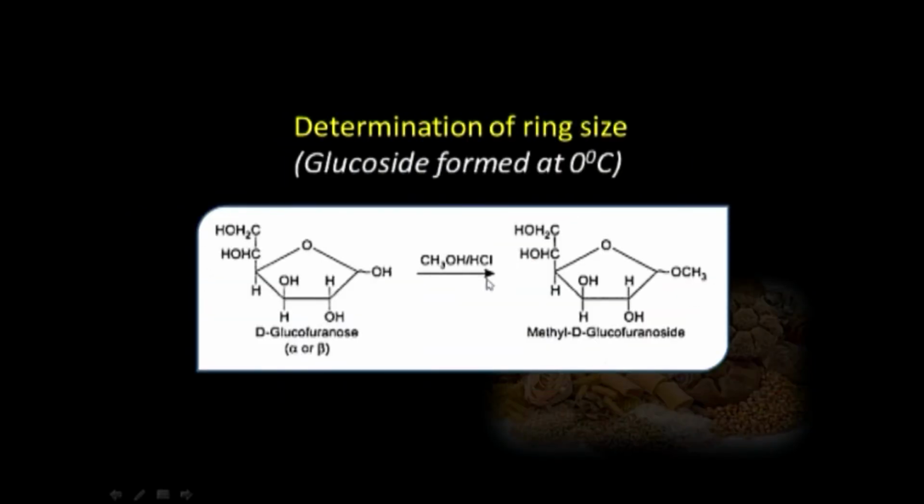We can again see this by drawing the Haworth projection for this. This shows the D-glucofuranose, alpha or beta anomer. We are not showing the anomeric carbon with a particular isomer.